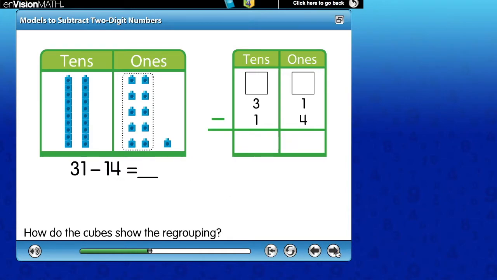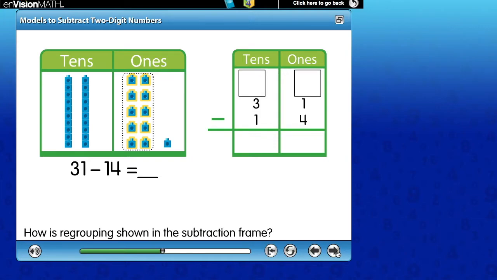How do the cubes show the regrouping? It shows trading 1 ten for 10 ones. How is regrouping shown in the subtraction frame? So they took one 10 and turned it into 10 ones. So now let's see how many ones we have. We have 1, 2, 3, 4, 5, 6, 7, 8, 9, 10, 11. Now we have 11 ones, and we only have 1, 2 tens.